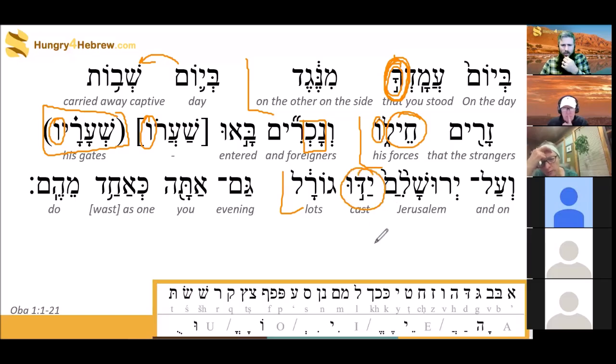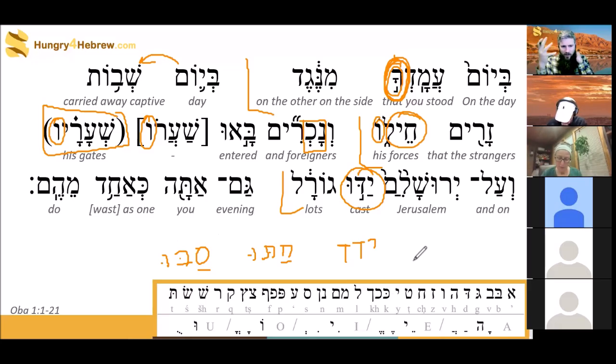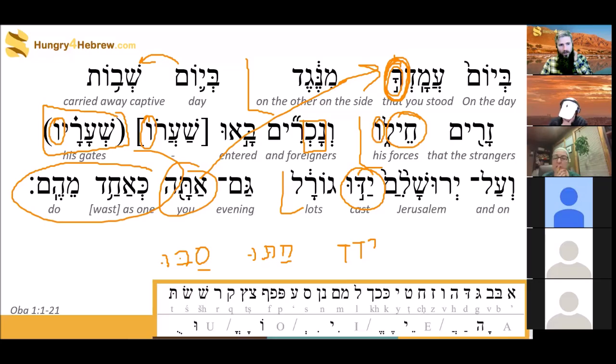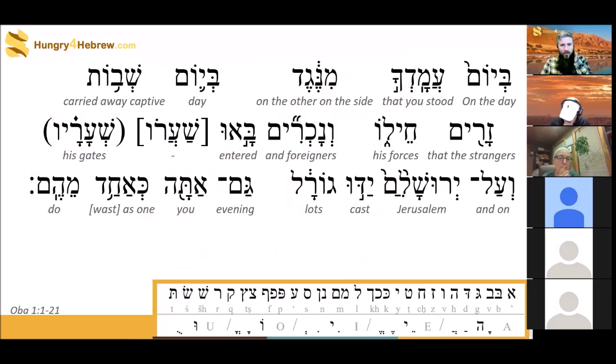So what's the root of this word, yadu? Yad. Exactly, it's yod dalet dalet, yadad. The same as what we saw earlier with chatu, or the example I gave, sabu. It's a geminate root. Yadad, to cast dice, to cast lots. I guess they would have been something like bones, basically like casting dice for us today. But the goral, they were casting lots over Jerusalem. Gam ata, and you, in other words Edom, ke'achad mehem, you were just like one of them. You're just as guilty, standing aside instead of helping out, or maybe an accomplice.